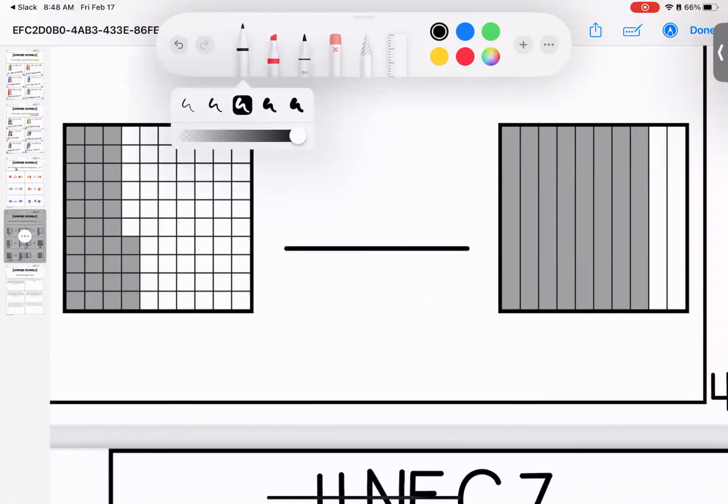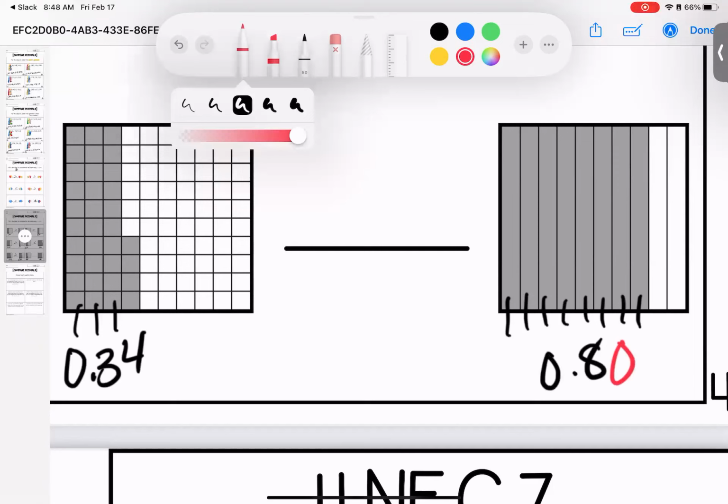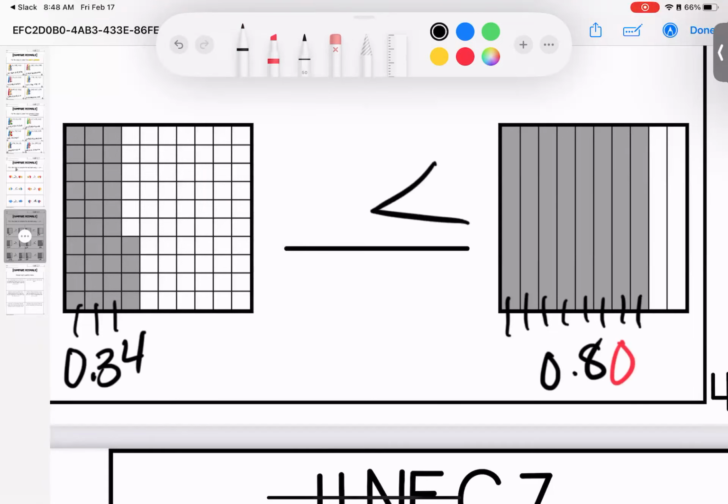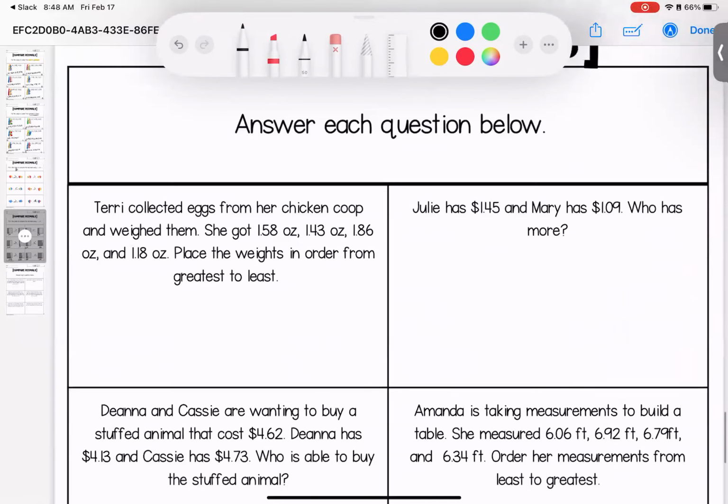10, 20, 30, 34 hundredths. 1, 2, 3, 4, 5, 6, 7, 8 tenths with our place saving 0, 80 hundredths. And we see that 80 hundredths is greater than 34 hundredths. Questions on this one? Please bring them with you to class.